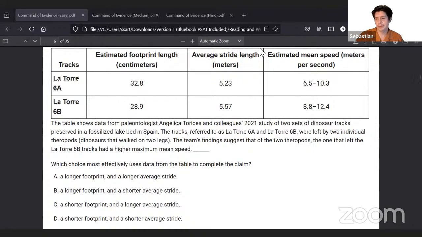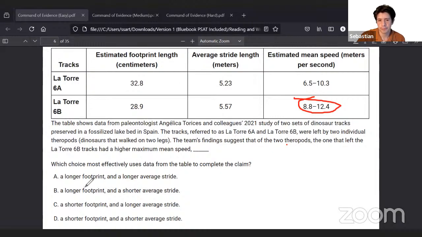Okay, so the claim, right, is to suggest that of the two theropods, the one on the left had a higher maximum mean speed. So what would we see with the higher maximum mean speed, right? This is the higher maximum mean speed.